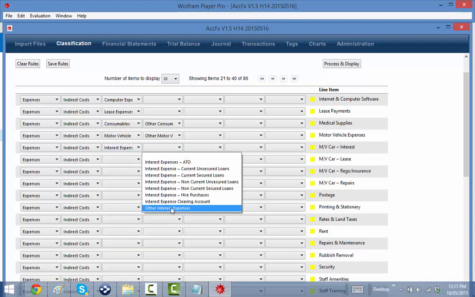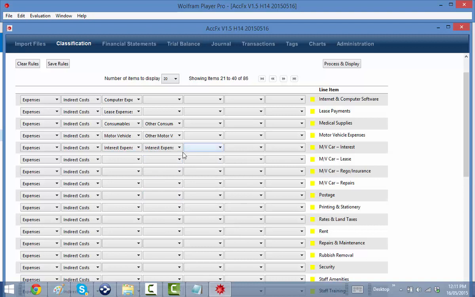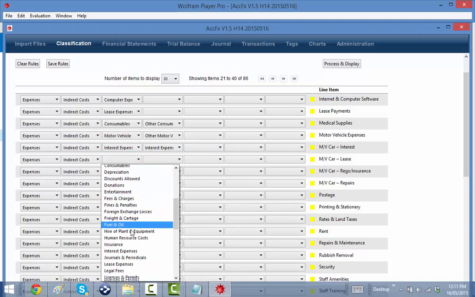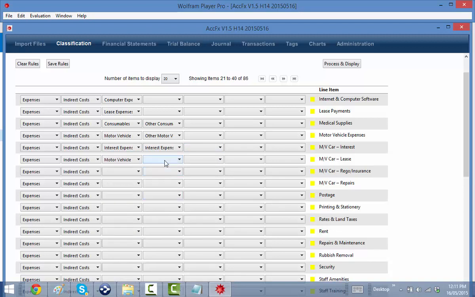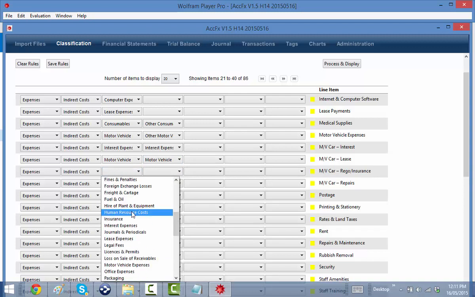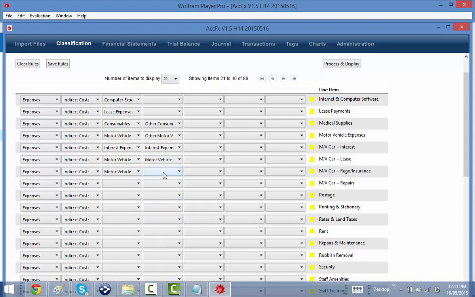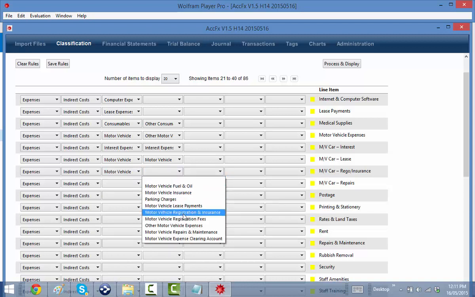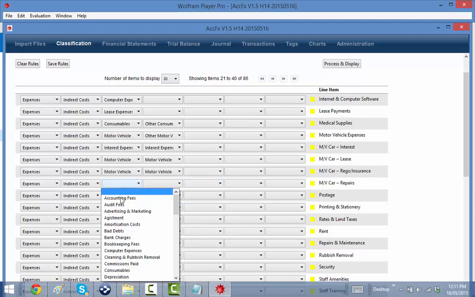it's interest, and if it is interest on a motor vehicle, we know they only had HPs, so that's what it must be. Now this tells us that the other lease is not motor vehicle lease, because we can see they've got a dedicated motor vehicle lease line on Reg and insurance. It's a combination, so we've got a combination account.